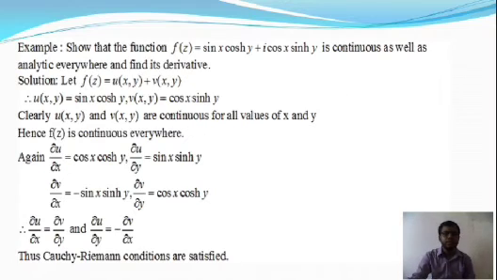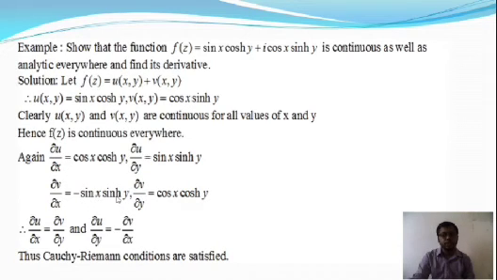Similar thing happens as when u of x and v of x are continuous. Why are u and v continuous? Because these functions are all continuous, and similar thing happens for their partial derivatives. So del u del x is equal to cos x cos hyperbolic y. This is also a continuous function. Why? Cos x and cos hyperbolic y both are continuous. Del u del y is also a continuous function, since sin x and sin hyperbolic y are continuous.